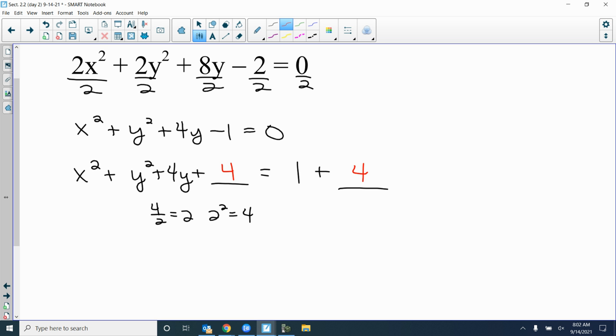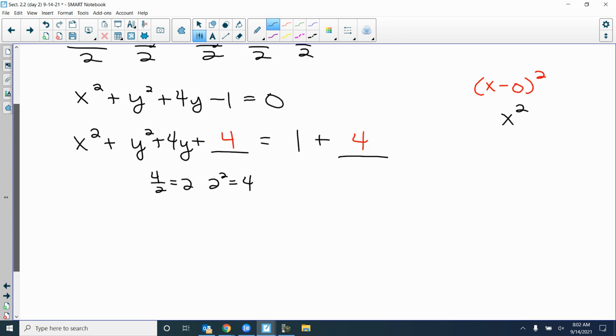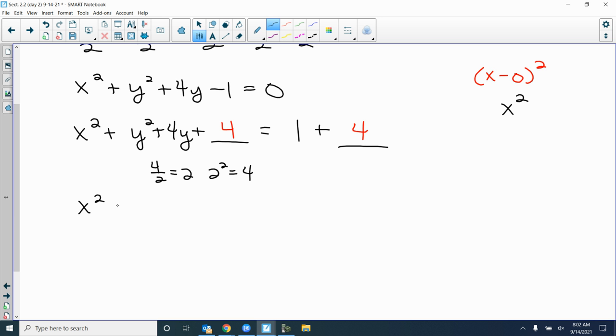All right, what do I do with just the x squared? Because we say we want to be a quantity squared. Well, that's going to be the same as x minus 0 squared. So really, that's going to be a 0, which you can just leave as x squared. Okay, I wouldn't change it. Just leave it. So that's going to be x squared plus, this is going to be y plus 2 squared equals 5.